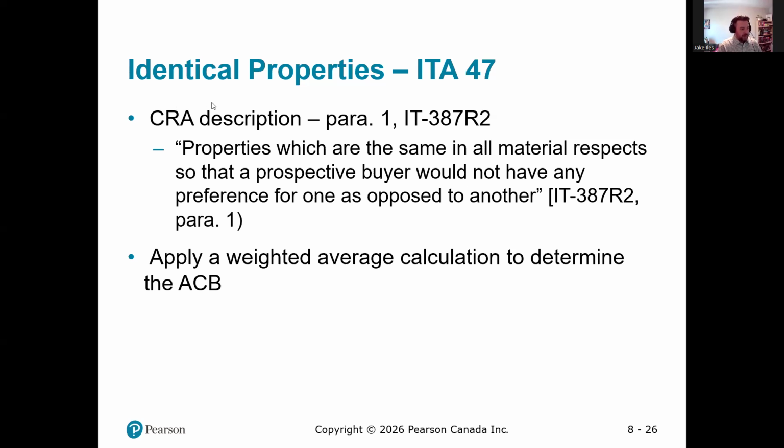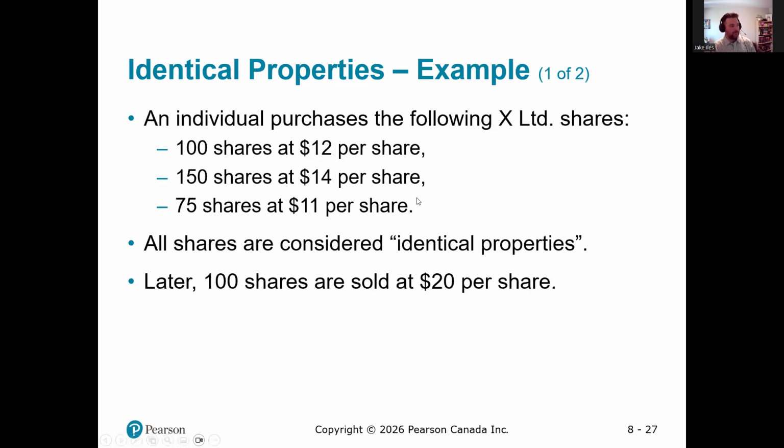So identical properties are properties which are the same in all material respects, so that a prospective buyer would not have any preference for one over another. So we will have a weighted average calculation to determine the ACB.